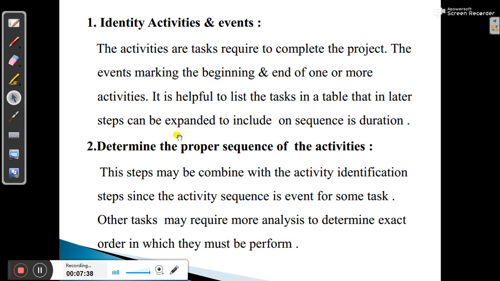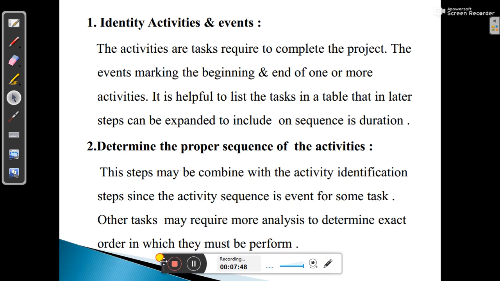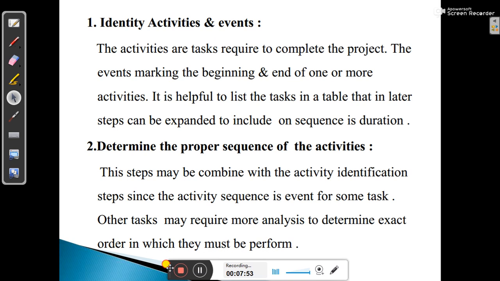So the first one is identify activities and events. The activities are tasks required to complete the project. The events mark the beginning and end of one or more activities. So you can mark one or more activities as beginning, as end. It is helpful to list the tasks in a table that in later steps can be expanded to include sequence and duration, as well as the duration.